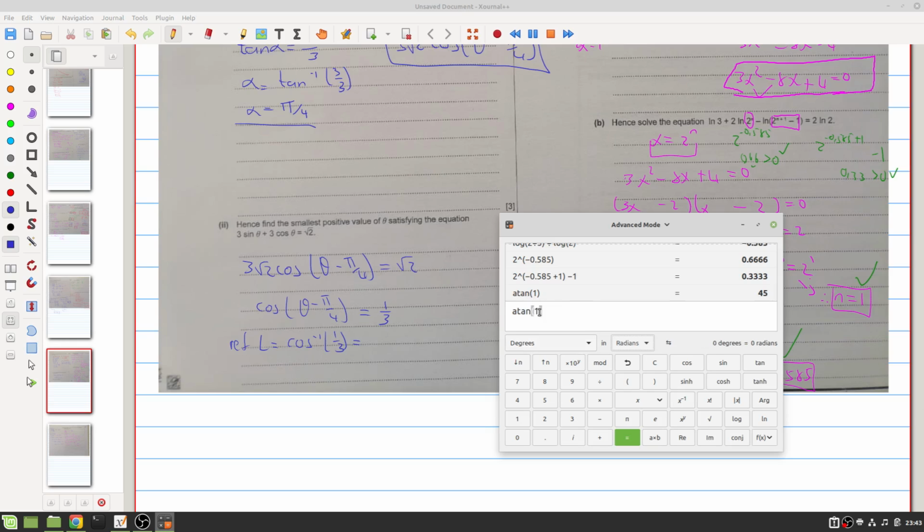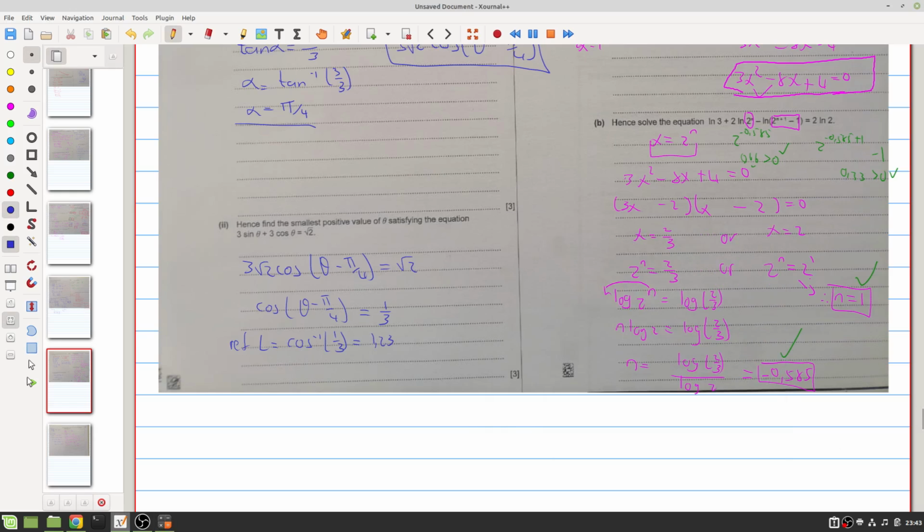So we're gonna do arc cos of 1 over 3. Okay, so that's 1.23 radians. Then we want to do our angle actually now. So our angle is theta minus pi over 4 equals, okay, our reference angle.